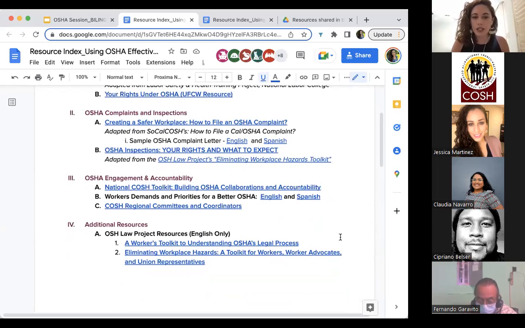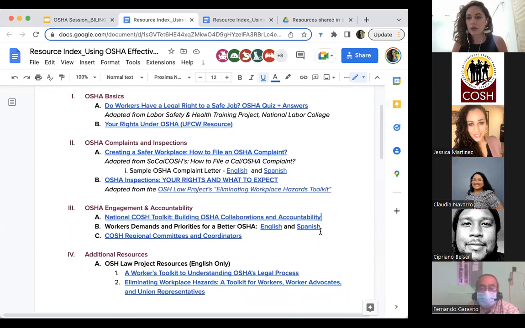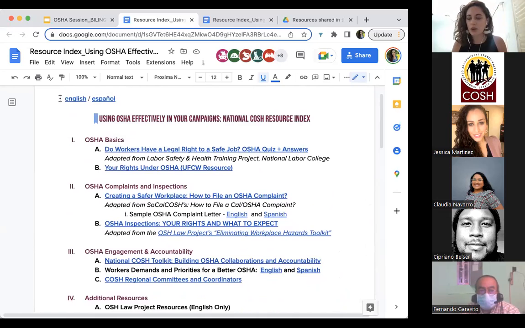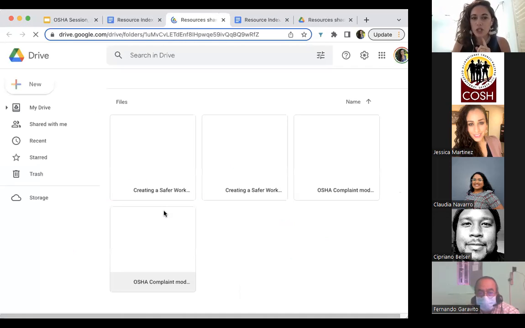So in that first section, you'll find all the quiz questions and answers that we did today, and a really great bilingual graphic resource from UFCW, helping people understand their rights under OSHA and their employer's responsibilities. And then this next section is really all about everything that Cipriano and others were talking about, how to file the strongest possible OSHA complaints and maximize the investigation process. And I'm actually going to ask Jessica if you could click and take me into that document so that I can show it to you.